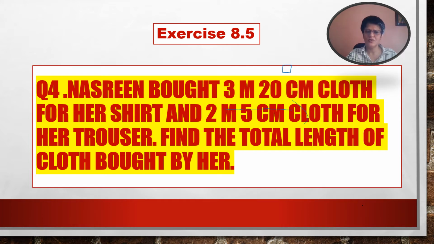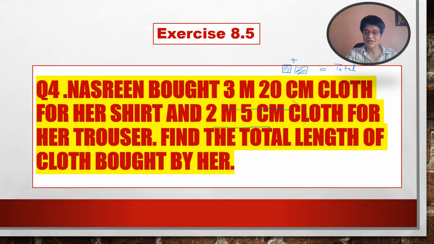It will say Narseen bought so much cloth for her shirt. So I've drawn so much cloth here. And so much cloth for her trouser. You see, if you read it like this, the question becomes very easy. So find the total cloth bought by her. So what will you do looking at it? You have to find the total, which means you will be adding these two and finding what is the total, right?